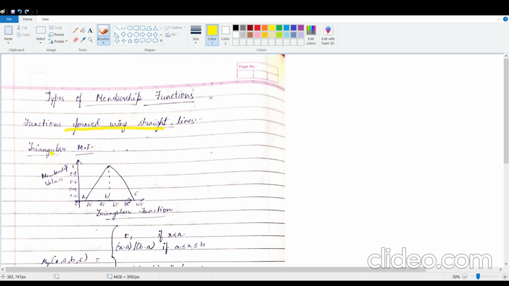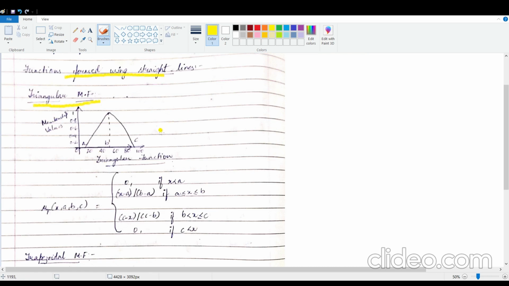The first membership function that you might come across in your textbook would be called a triangular membership function. As the name suggests, it looks like a triangle, the one that you can see on the screen, and it is defined by using three parameters A, B and C. B is the parameter which decides the pinnacle point in your membership function, that is the point which would give you 1 as your membership value, and A and C would define the points where the membership function value would be 0.